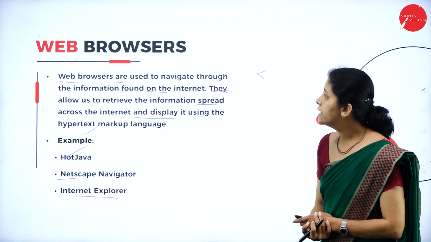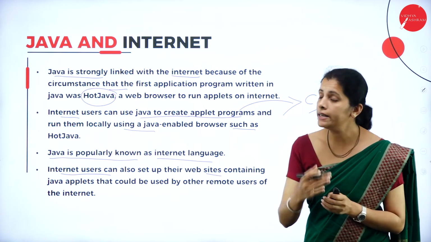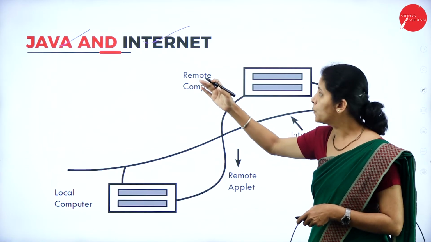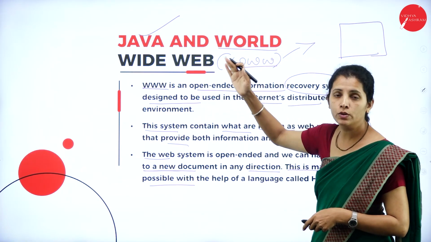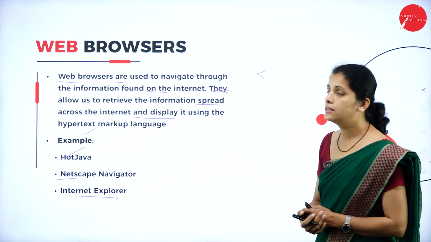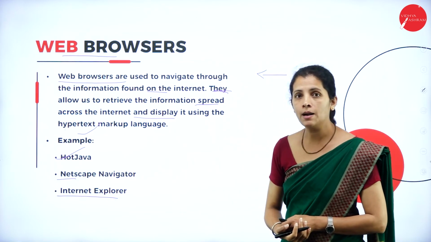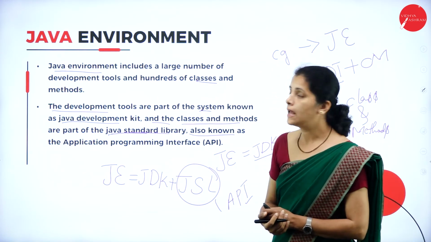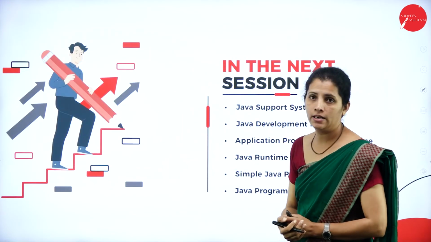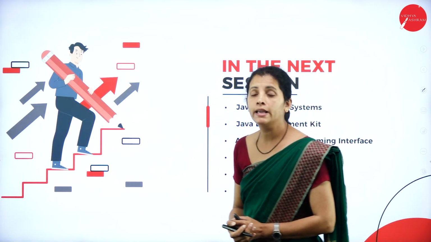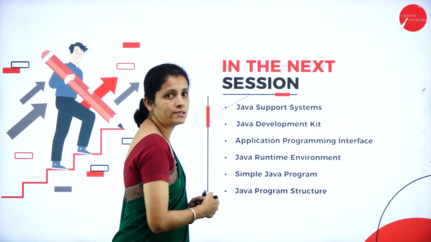Anyway, dear student, in today's session I started with how Java is related to the internet. Along with that, what is the relationship between Java and the WWW. Along with that, I have discussed web browsers and some examples of web browsers. Along with that, I have discussed the Java environment.